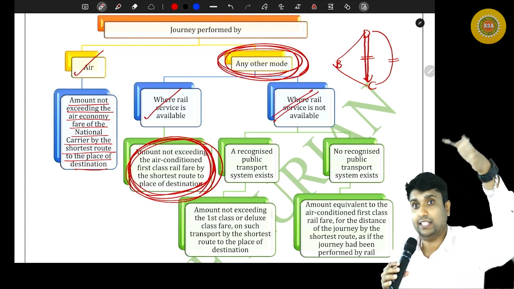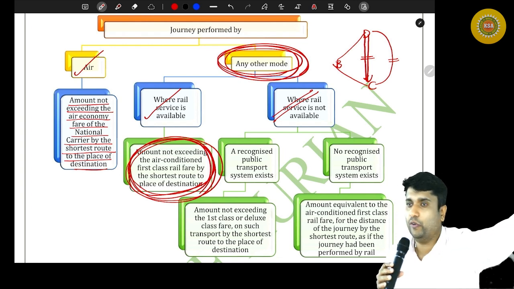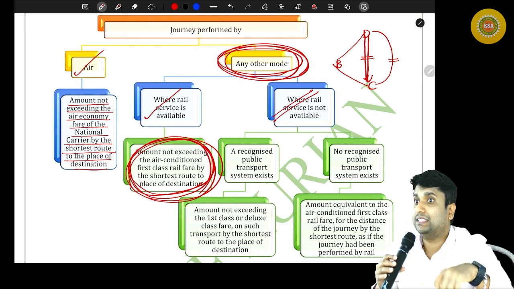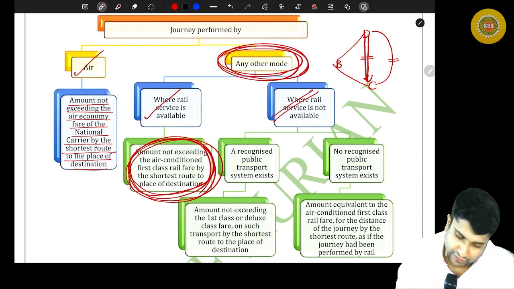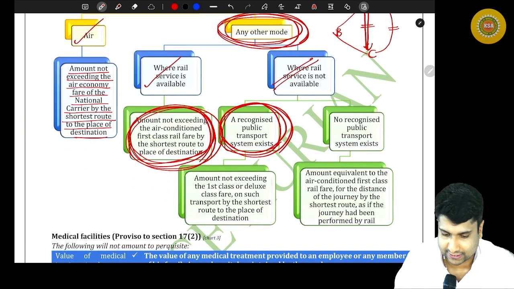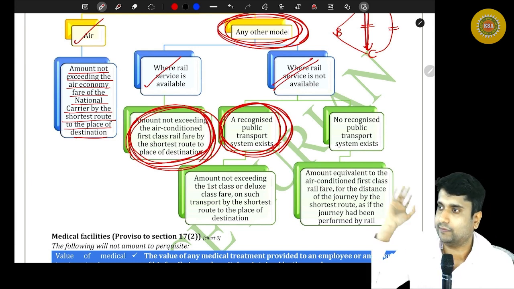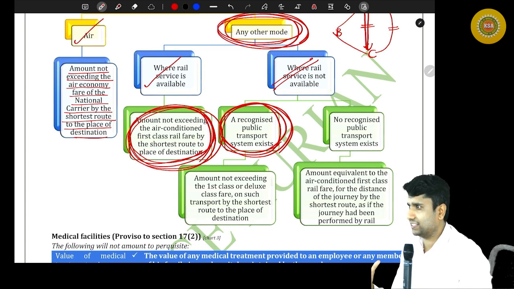Imagine a case, say instead of Delhi, I'm going to some other place in Tamil Nadu, where there is no train service. Then what to do? I performed the journey in bullet and there is no train service. Then you need to check whether a recognized public transport system exists. I think I performed the journey from Chennai to Kodaikanal. I think in Kodaikanal there is no railway station in my understanding.